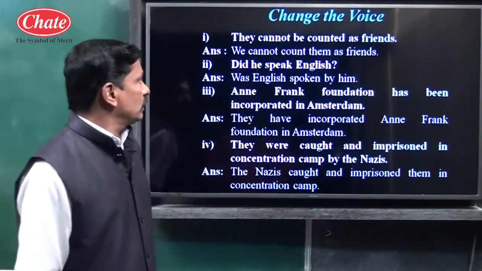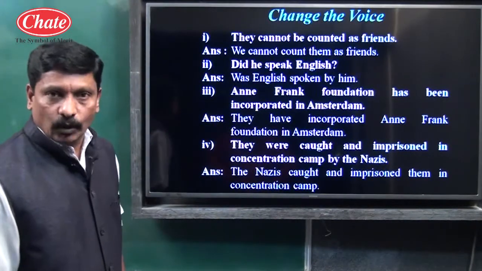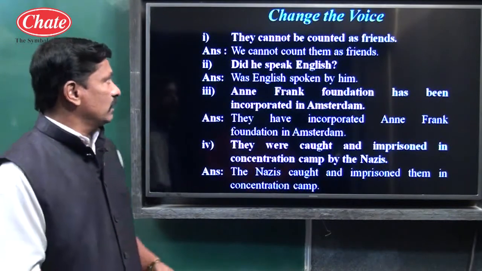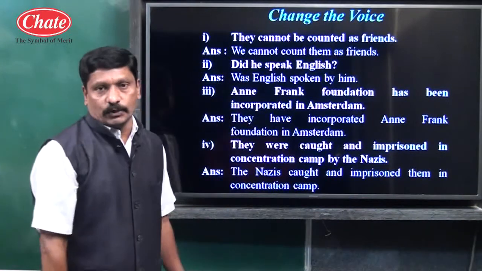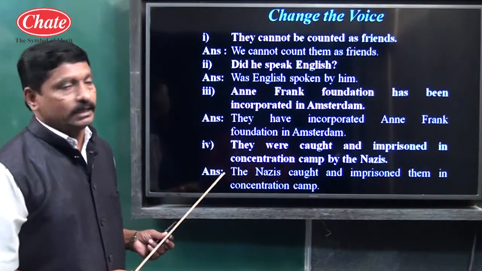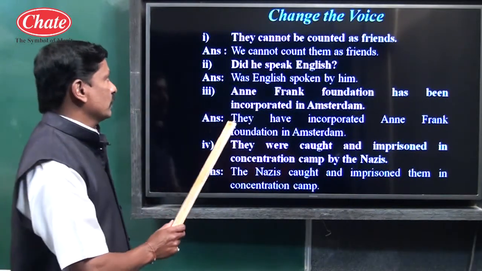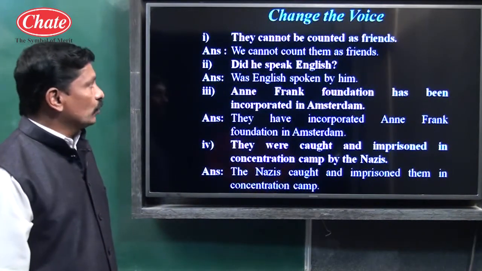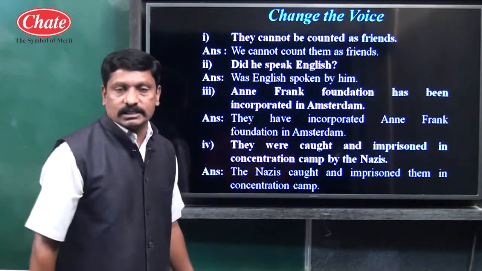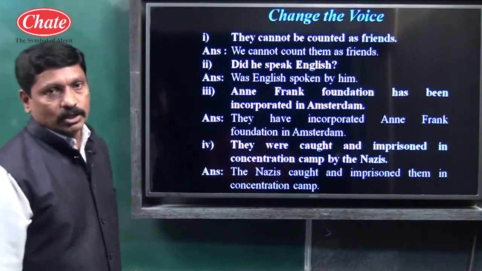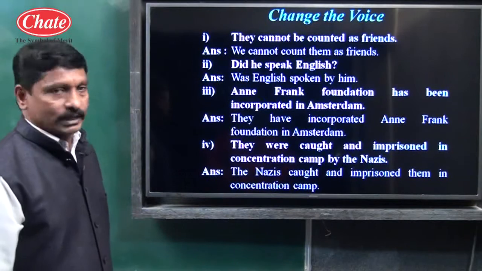See the first example: they cannot be counted as friends. Children, after be, V3 has been given, so the given sentence is in passive voice. I will read once again: they cannot be counted as friends. After the word be, counted, the third form of the verb, has been given. So the given sentence is in passive voice.